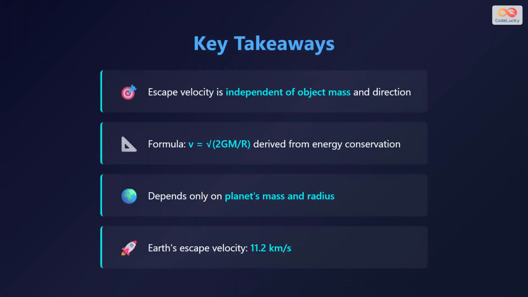Let's recap the key takeaways. Escape velocity is independent of the object's mass and the direction of launch. The formula, v equals the square root of 2GM/r, is derived from the conservation of energy principle. Escape velocity depends only on the planet's mass and radius. And for Earth, this critical speed is 11.2 kilometers per second. Understanding escape velocity is essential for space missions, satellite launches, and understanding how celestial bodies interact gravitationally.